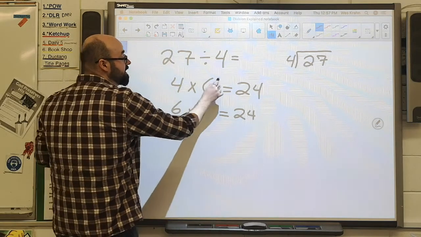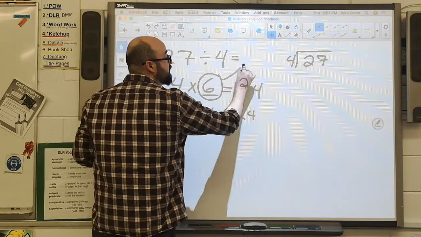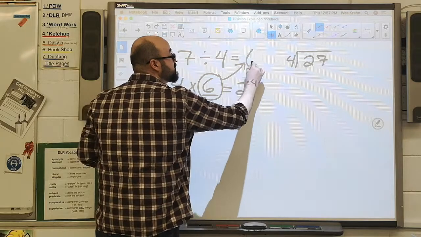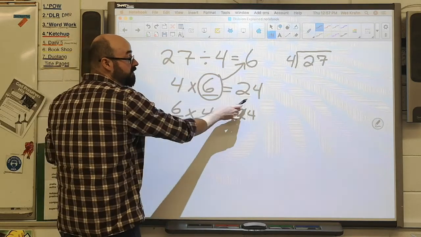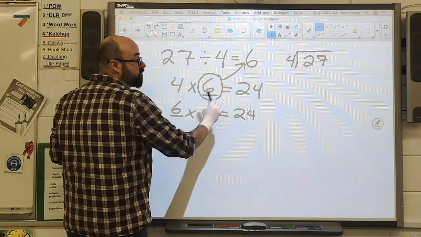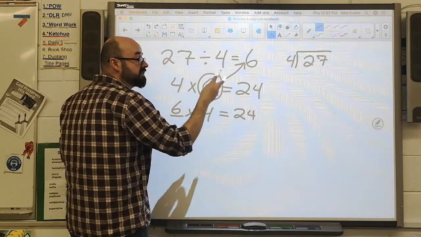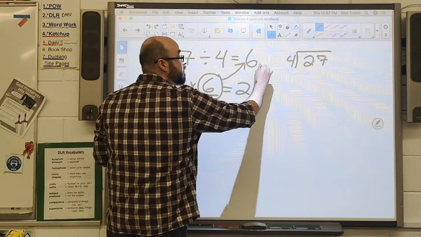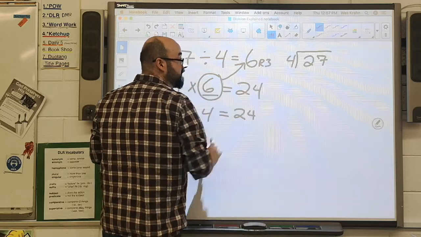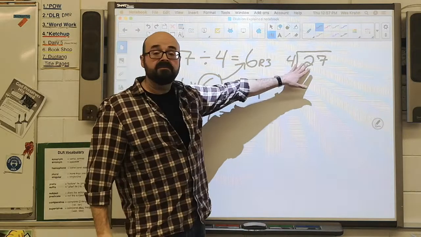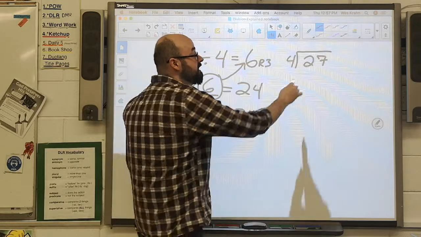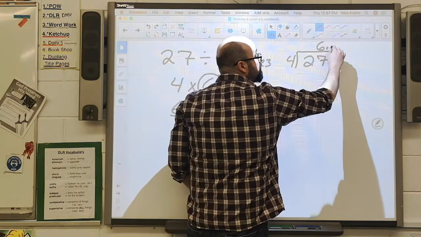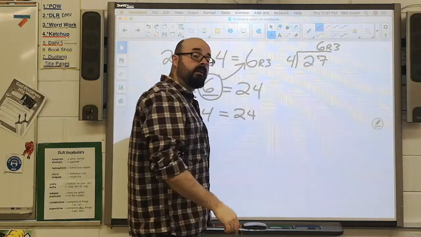I'm going to make sure that I take this right away and I place this over here because it's going to be 6 and something. It's going to be 6 with a remainder of, well, count up from 24. It's going to be 25, 26, 27. There will be a remainder of 3 here. Same thing for over here, because we know that the answer is 6 remainder 3. I can just write that 6 with a remainder of 3, and that's how I would write it for a question like that.